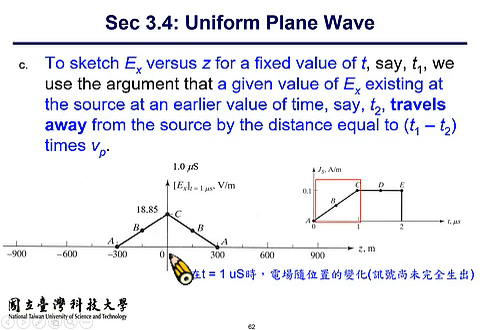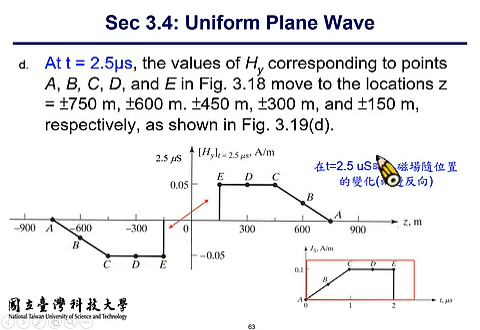As to the next part of the problem, it is to sketch Hy at t equals 2.5 microseconds. Because the current signal appears only between 0 and 2 microseconds, we know that the current signal has fully appeared at this time instant. In fact, the front of the signal reaches all the way up to 750 meters, and the end of the signal already reaches 150 meters for this case.